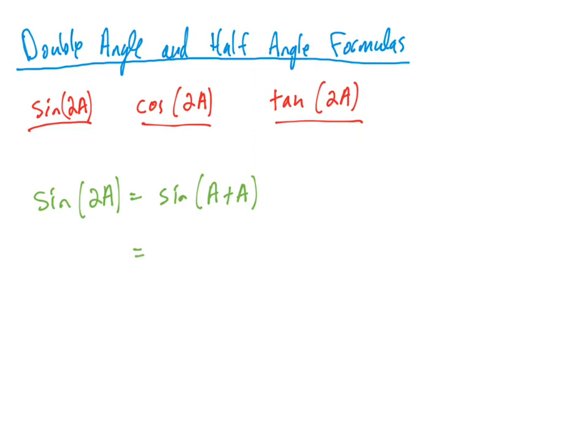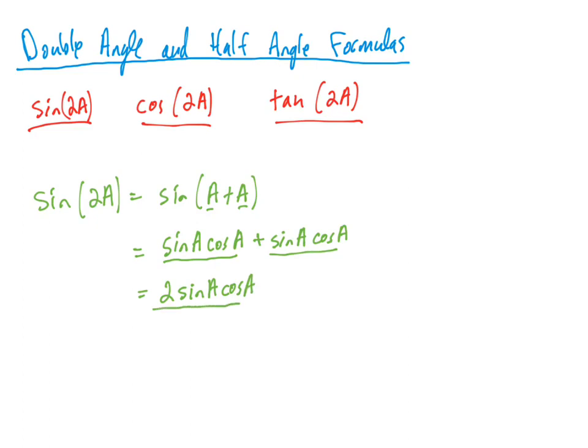If we recall the sum formula for sine, well, that's just sine of the first times cosine of the second. Now a happens to be the first and the second, so we get sine a times cosine a. Then we keep the sine the same, and then we're going to say sine of the second, cosine of the first. So what we have is 2 terms that are the exact same. So we'd write this as 2 times sine of a times cosine of a. So that is the double angle formula for sine.